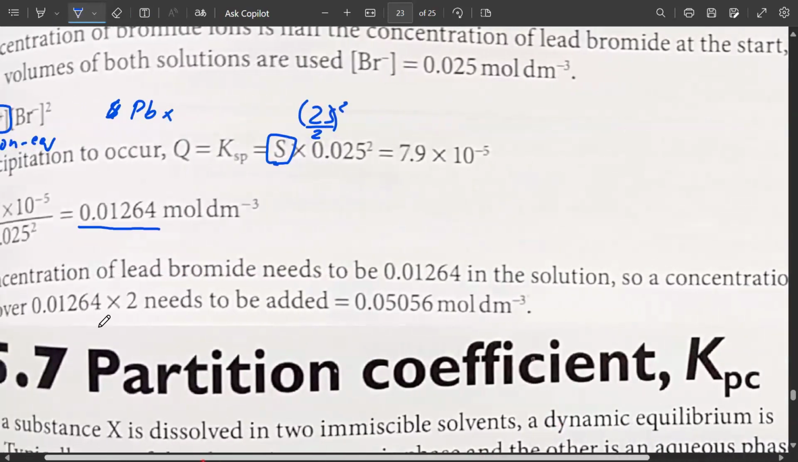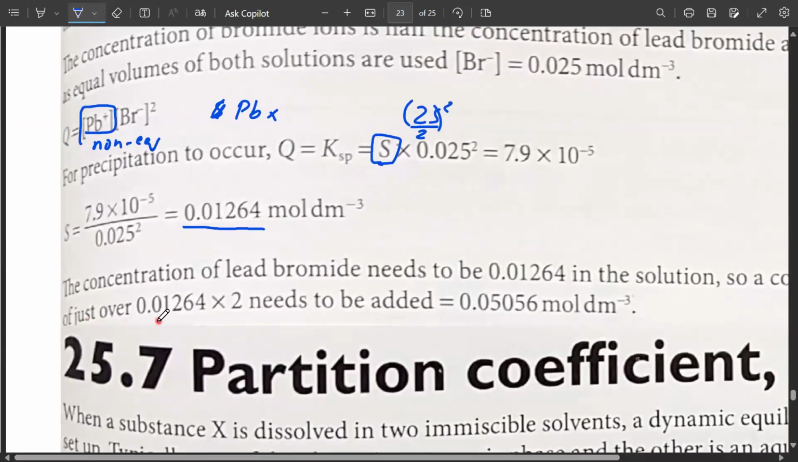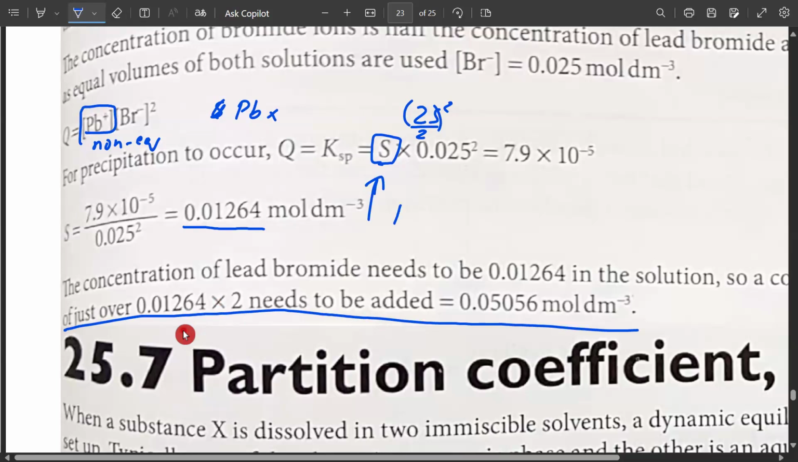So concentration of just our 0.01264 times 2 needs to be added. So I'm not getting this point, what they are trying to say over here, but what we can say is that if the value exceeds this value, then PbBr2 will precipitate. That's what I know. If you increase the value above this value, then PbBr2 will precipitate out.